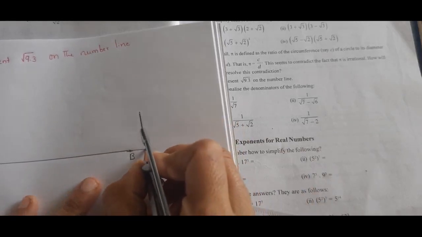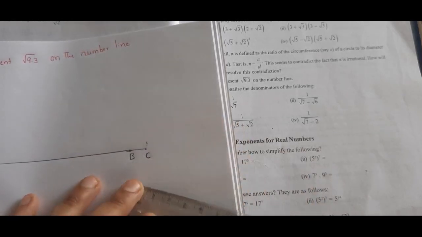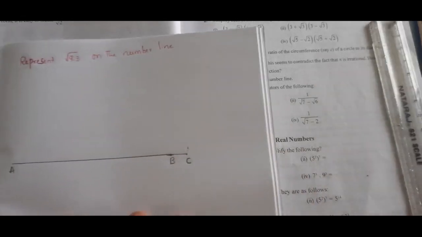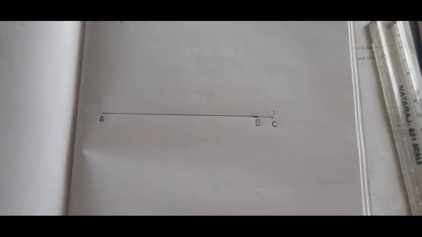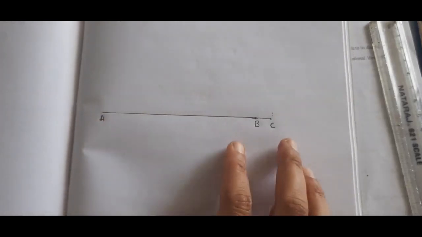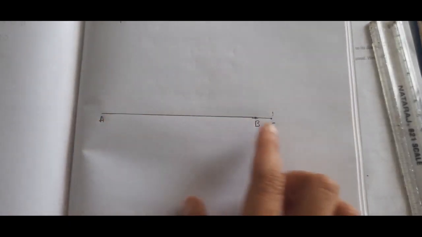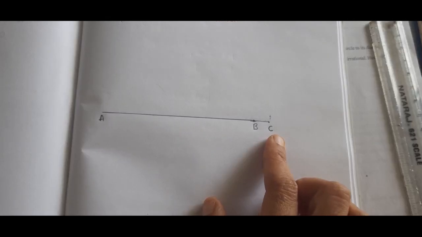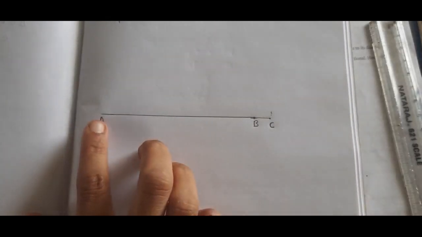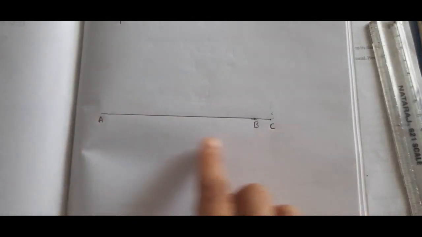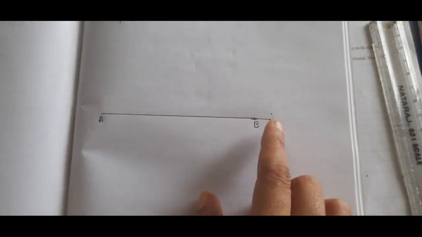And mark it as a C point. Now I am going to draw the perpendicular bisector to A and C. For A and C. Remember, not A and B. I am drawing the perpendicular bisector to A and C.